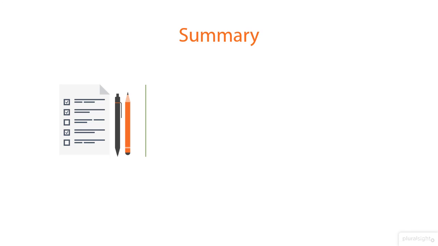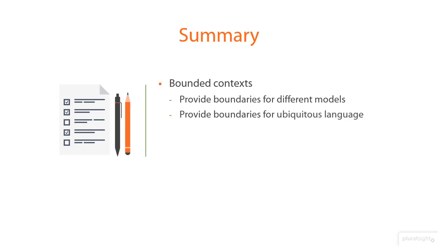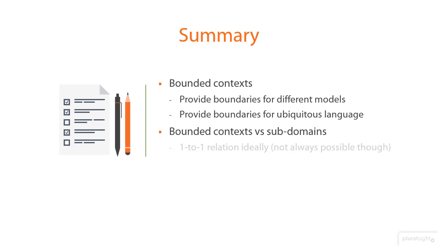In this module, we discussed bounded contexts. Bounded contexts indicate boundaries between different models and ubiquitous languages used in them. We talked about the relation between bounded contexts and subdomains. The distinction between them is that subdomains belong to the problem space, whereas bounded context is the solution for that problem. We discussed the one-to-one guideline. You should try to create a single bounded context for each subdomain in your system. But keep in mind that it's not always possible.